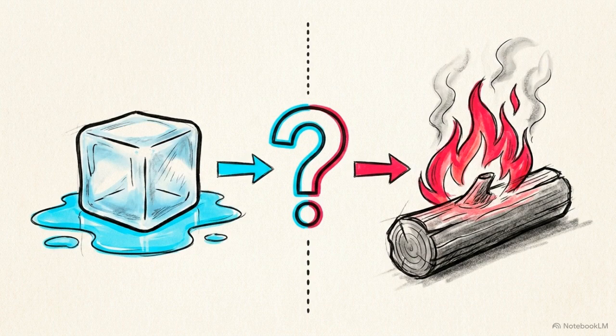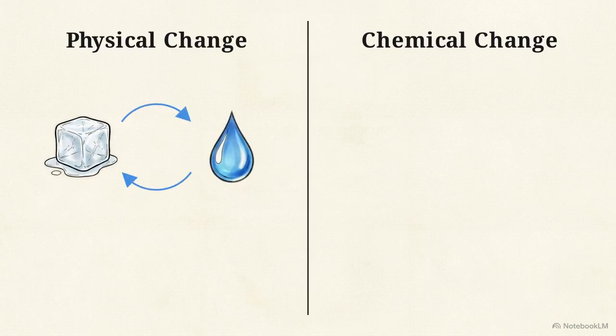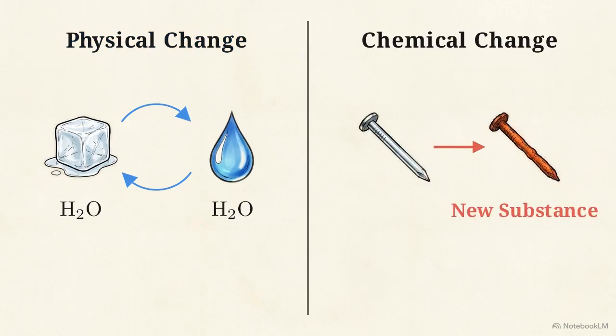Next, split the rest of this box into physical and chemical changes. The distinction is simple. Does the process result in a completely new substance? Write down these examples. If ice melts into water, the state changes, but it is still H2O. That is a physical change. But if iron develops rust, the chemical identity itself is altered. That is a chemical change.